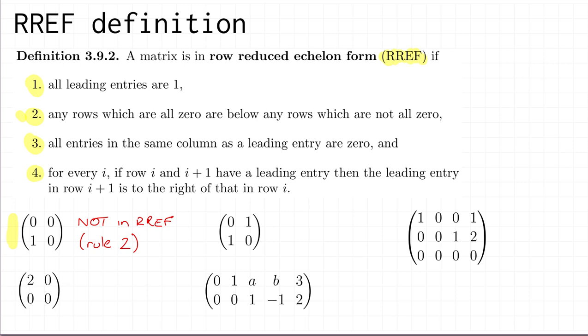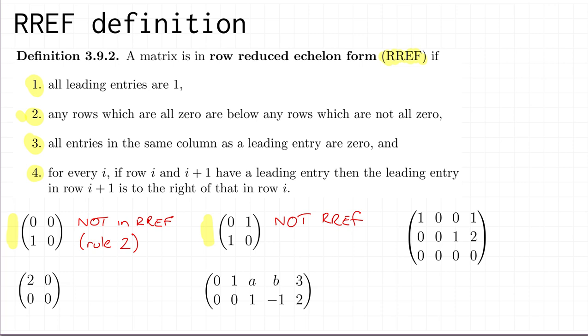Okay, move on to the next one here. Again, is it in row-reduced echelon form? You should pause the video and think for yourself what the answer is. Again, the answer is no. It's not in row-reduced echelon form. The reason is, well, it obeys rule 1 because the leading entries are 1. So there's a leading entry in row 1 and row 2, and they're both 1. It obeys rule 2 because there aren't any 0 rows.